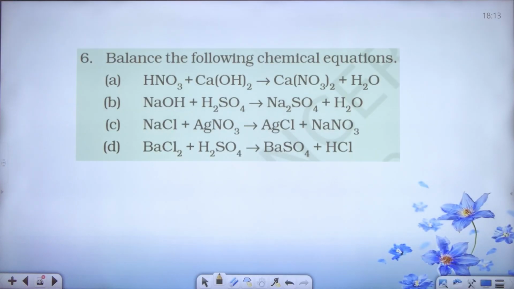Next one is NaCl, sodium chloride, plus AgNO3, silver nitrate, to form AgCl, silver chloride, and NaNO3, sodium nitrate. Then the next one, BaCl2, barium chloride, and H2SO4, sulfuric acid, to form BaSO4, barium sulfate, and HCl, hydrochloric acid. Do it as homework.